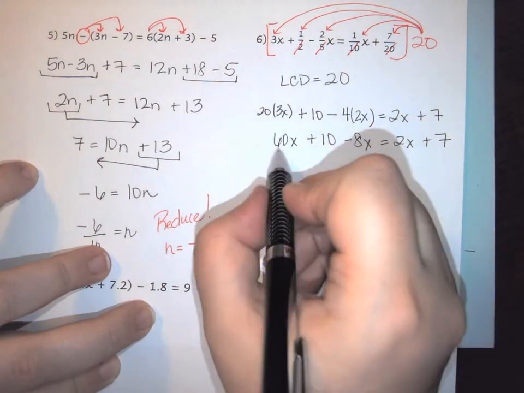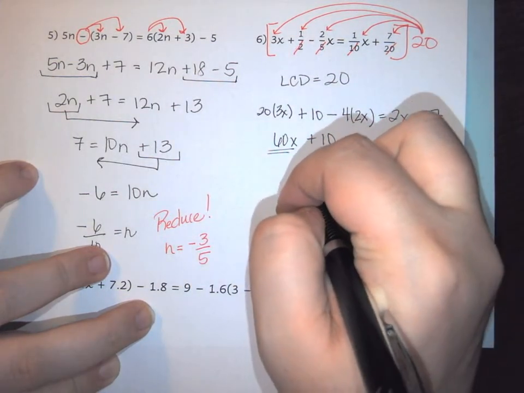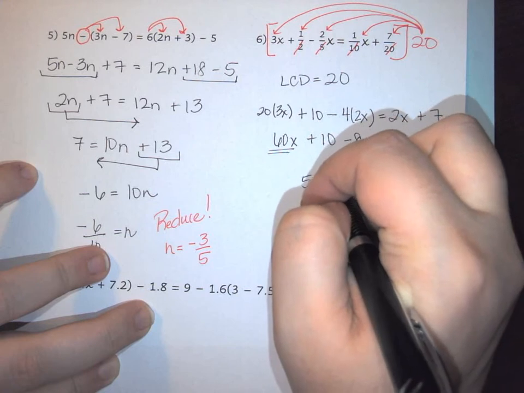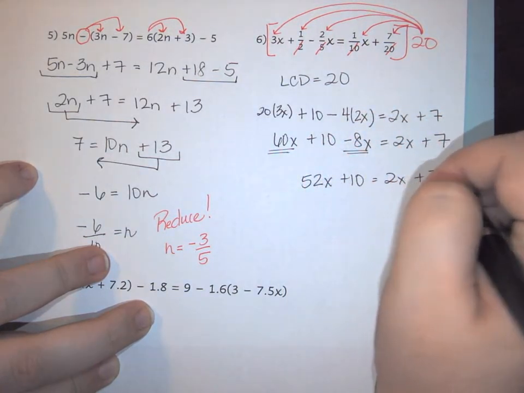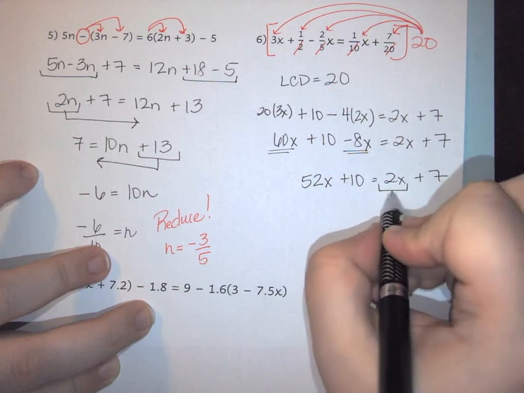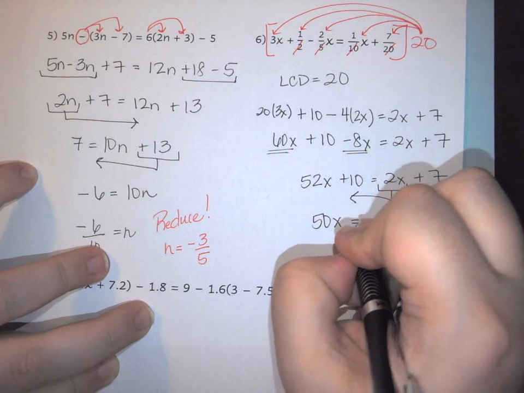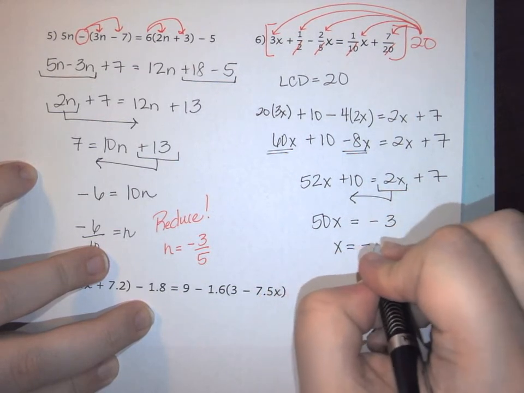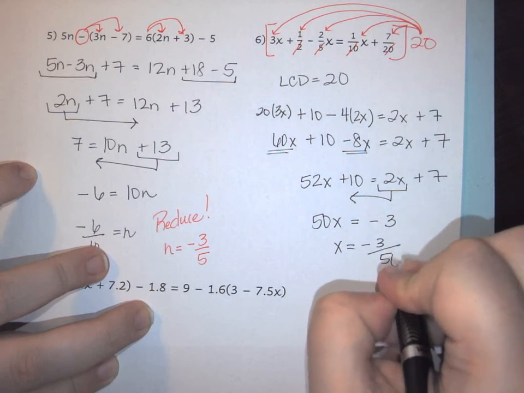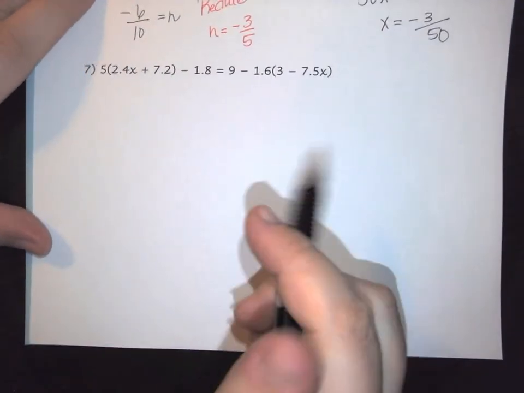We're going to combine my x and my other x, so this is going to give me 52x plus 10 equals 2x plus 7. I'm going to take this and move it. So 50x is equal to negative 3. So x is negative 3 over 50.